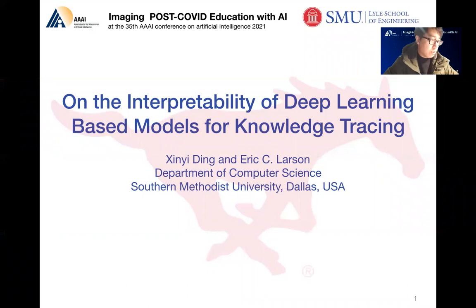The topic I will talk about today is the interpretability of deep learning-based models for knowledge tracing. Most of this work was done when I was at SMU. There are mainly two updates from our previous work. First, we use a much larger dataset, ASSISTments. Second, we add new discussions about dynamic key value memory network.